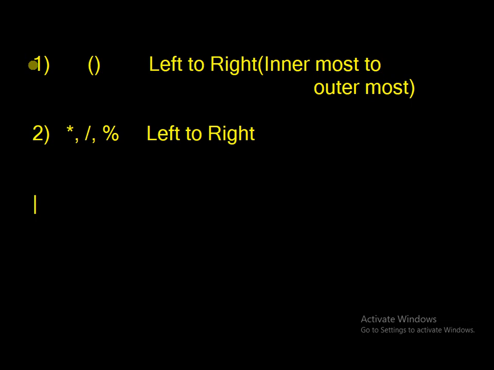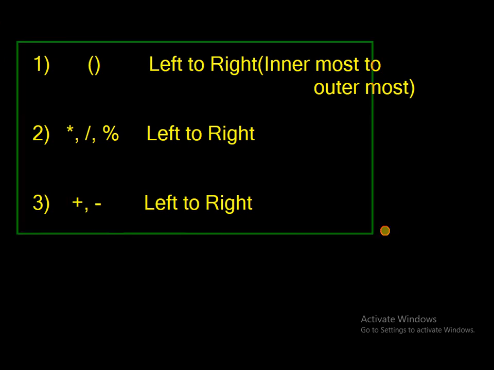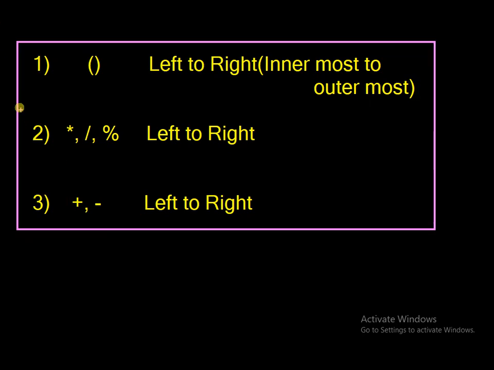Third category, addition, subtraction. These two have equal priority. In these two, whichever comes first from left to right, that is finished first. This is called operator precedence. According to this order, it is executed.